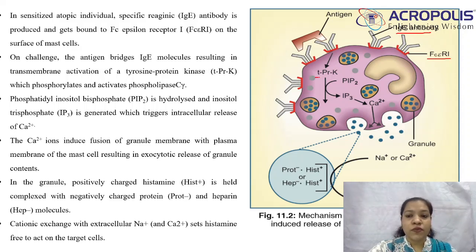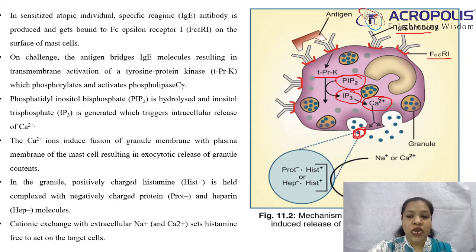First of all, tyrosine protein kinase gets activated. This activated tyrosine protein kinase, what does it do? It phosphorylates PIP2. So PIP2 is phosphorylated to IP3. PIP2 is phosphatidylinositol bisphosphate and IP3 is inositol triphosphate. Now what does this IP3 do? It generates the intracellular release of calcium. Now, as calcium is released intracellularly, it triggers the release of stored histamine from the granules.